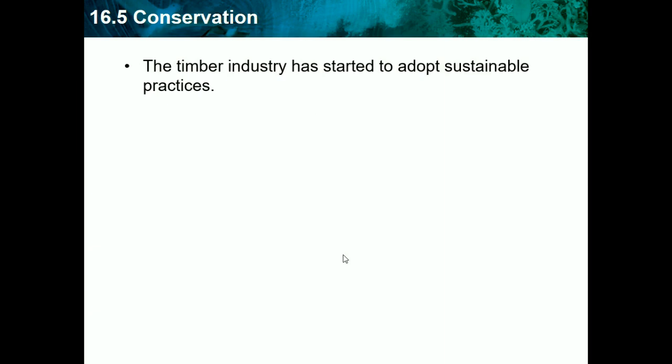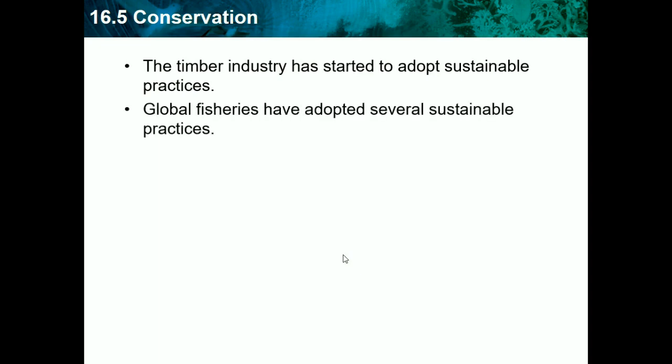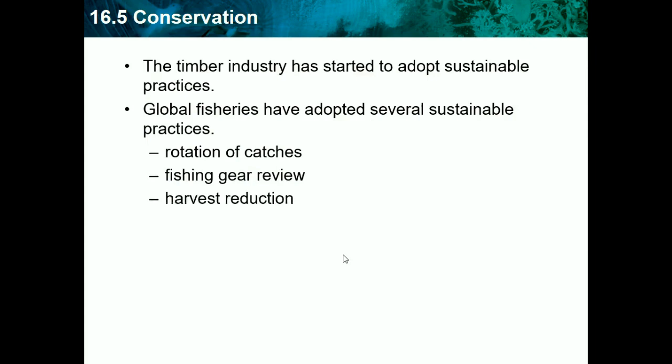The timber industry has started to adopt sustainable practices, so they'll cut down a couple of trees and then plant back the same trees they cut down. Global fisheries have adopted several sustainable practices, like rotating catches, so they don't catch in the same area all year. They'll switch areas so they don't kill all the fish in the same area. They have fishing gear review and harvest reduction, so they can't catch as many. They can only catch a few now. And we have fishing bans in certain areas to protect endangered species.